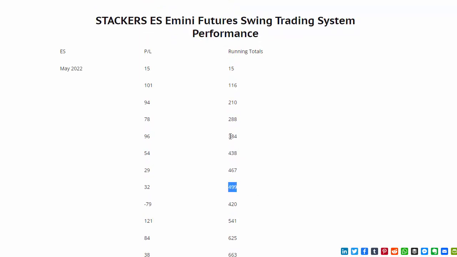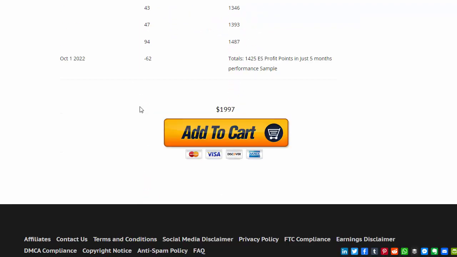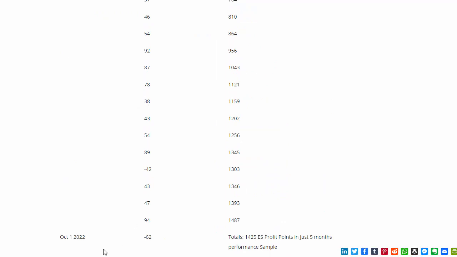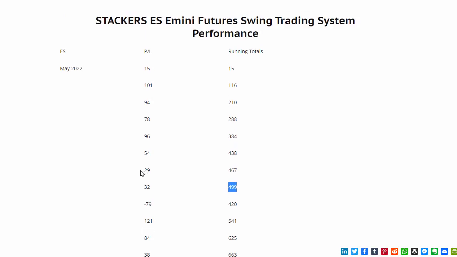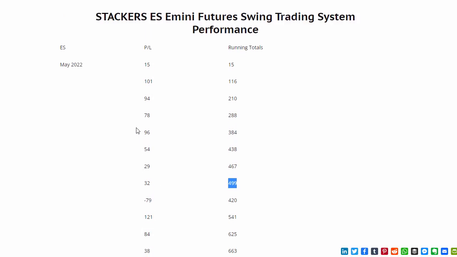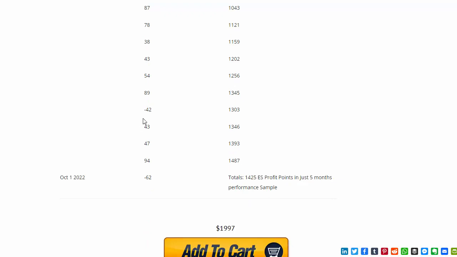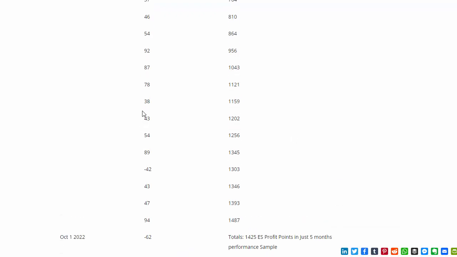And you can see here May 2022 run to October 1, 2022. So in this example, it wasn't even a long period of time. And let me just, yes, I wanted to verify the number of months. And you can see here 1,425 ES profit points in 5 months.